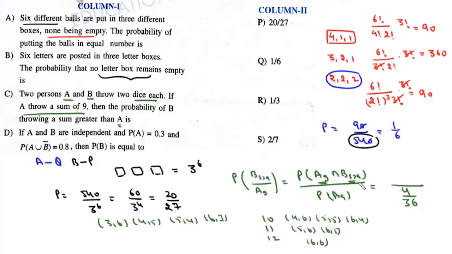So we have 6 cases here. Now, A9 intersection B greater than 9: both these events are independent events, so there is no correlation between A getting 9 and B getting sum greater than 9. So it will simply be probability of A9, which is 4 by 36, into probability of B getting sum greater than 9, which is 6 by 36. So the required probability will be simply 1 by 6. That means C matches with Q.